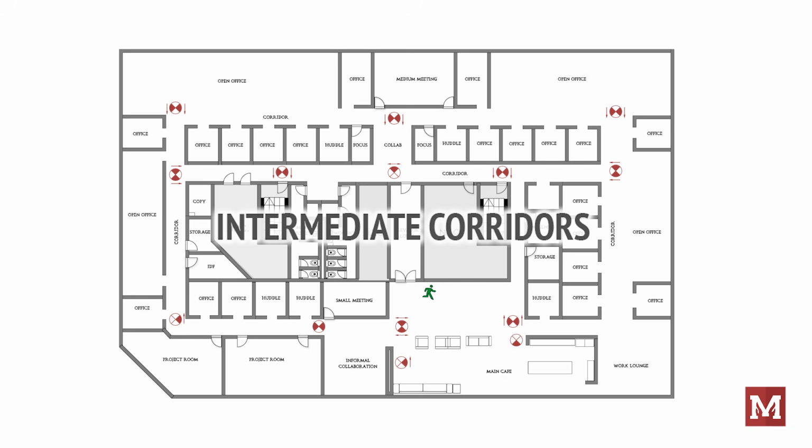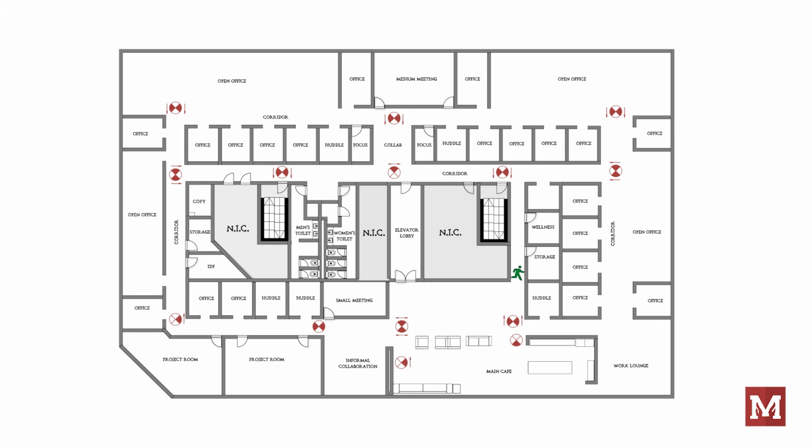Placing signage in intermediate corridors. If I'm in this corridor, can I see any exit signs? No, I can't. Which way do I go? Which way do I turn?